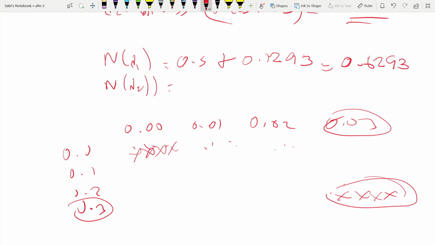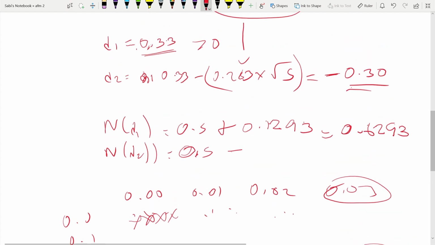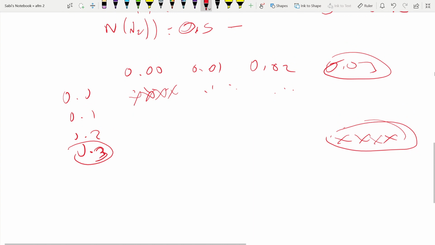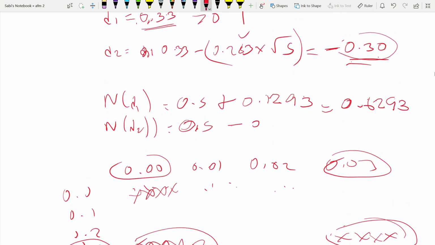D2 is an issue now. It's a negative figure. What to do? Again 0.5, but this time minus. Same way you have to use. How you have used for 0.3, 0.30, same amount you have to calculate. Probability will not be 0. So this 0.3 and it will be 0.00. Whatever the figure here, this figure you have to take as it is. Because it's minus, just minus it. So it will be 0.1179, which will give you 0.3821.